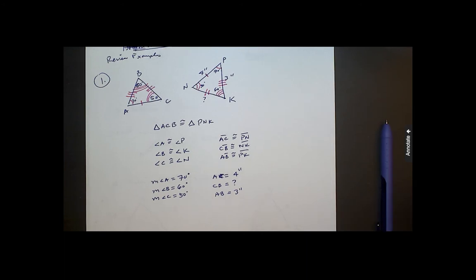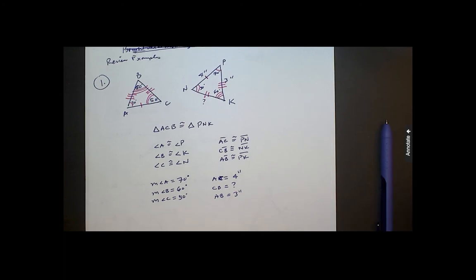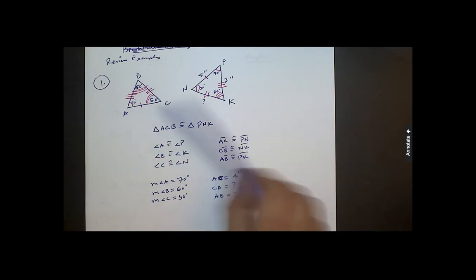Okay, so that's how you match up all the corresponding parts of congruent polygons. That's one of the kinds of problems that you've done that you have to be able to do just by reasoning, just by matching. This is just a matching problem. Okay.